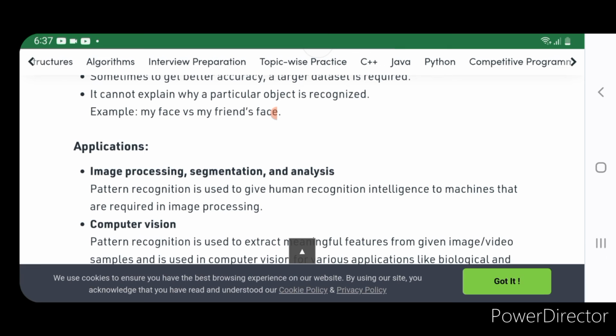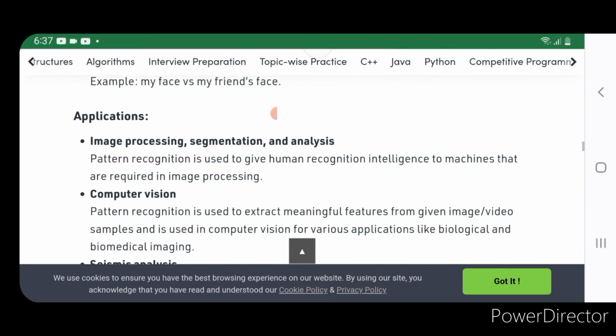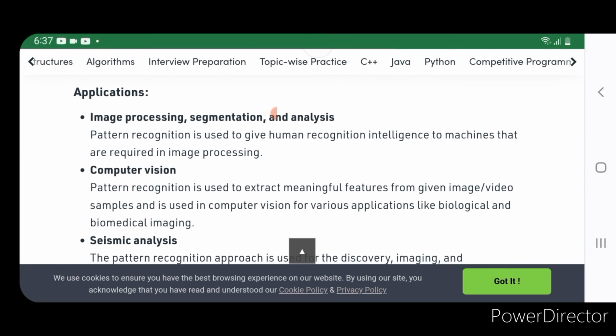एप्लीकेशन जी, image processing, segmentation and analysis. Pattern recognition is used to give human recognition intelligence to machines that are required in image processing. Computer vision: pattern recognition is used to extract meaningful features from given image and video samples and used in computer vision for various applications like biological and biomedical imaging.